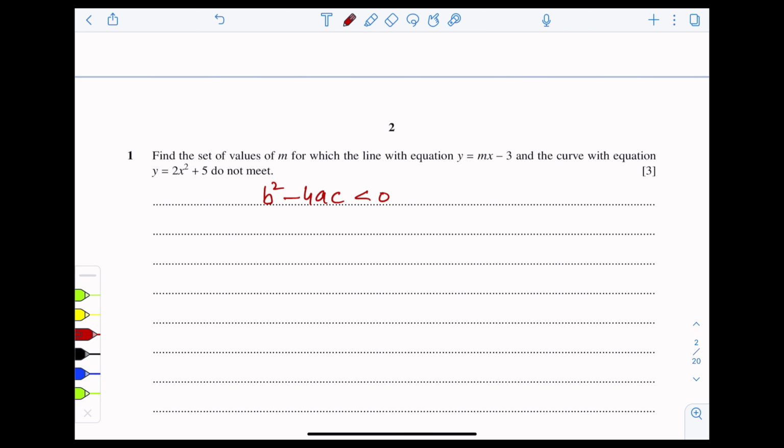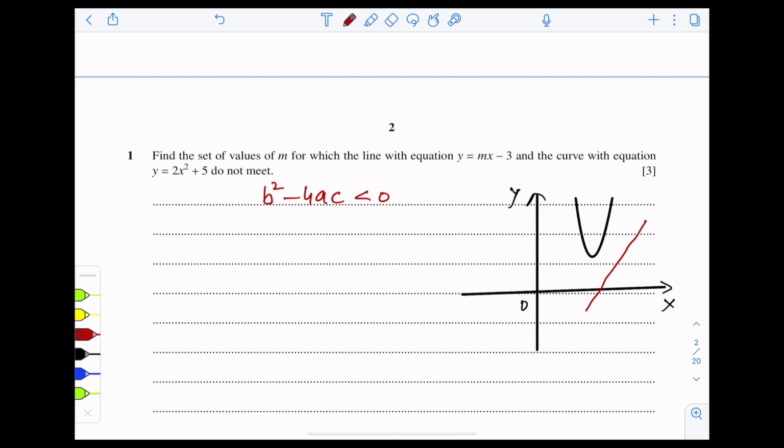This is a situation actually. The line does not meet the curve. This is a quadratic curve, and this is a line. Clearly, the line does not meet the curve. So the discriminant must be negative.